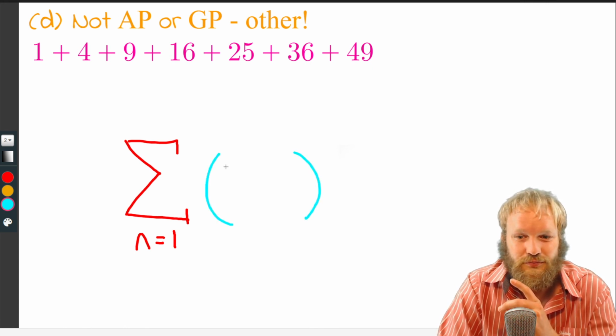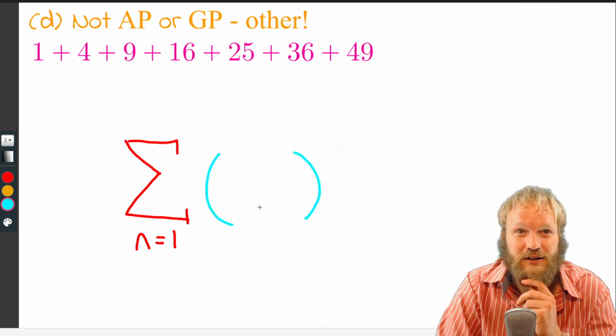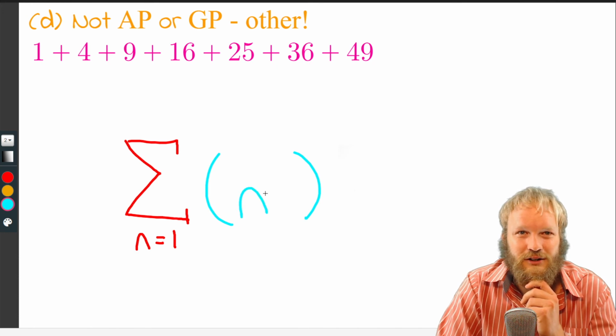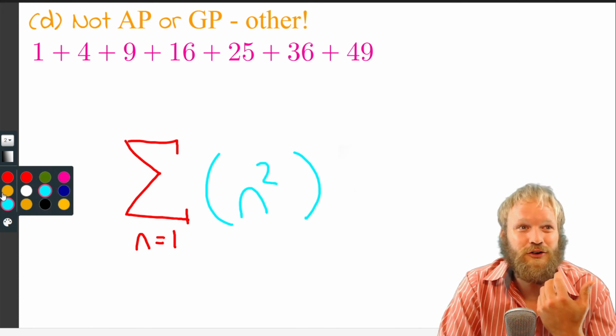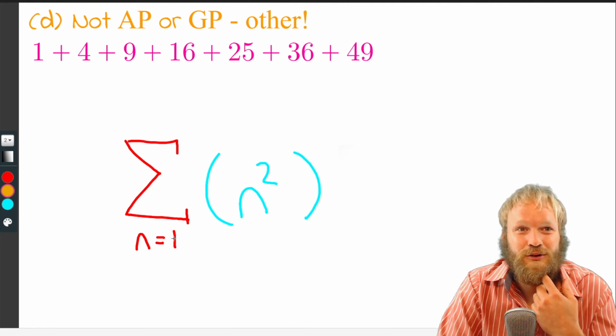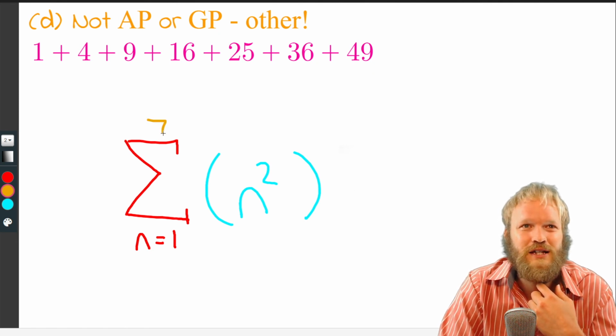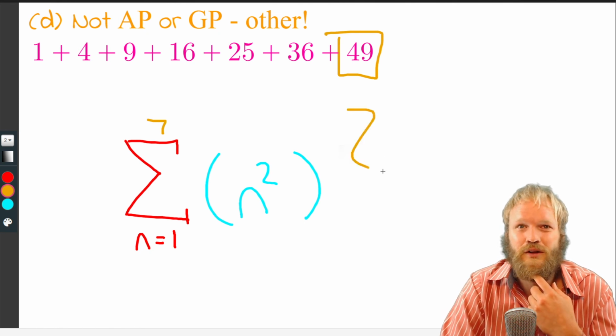What are we summing? What goes over here? Well, it looks like n squared. And they look like square numbers. So therefore, last piece of the puzzle, n goes from 1 up to what? Well, it goes up to 7 because 7 squared gives us our 49.